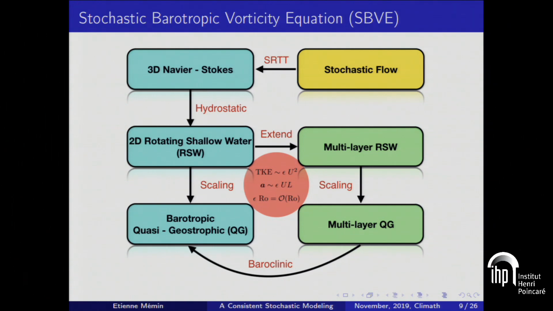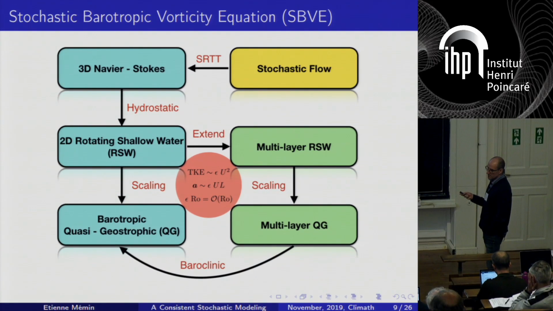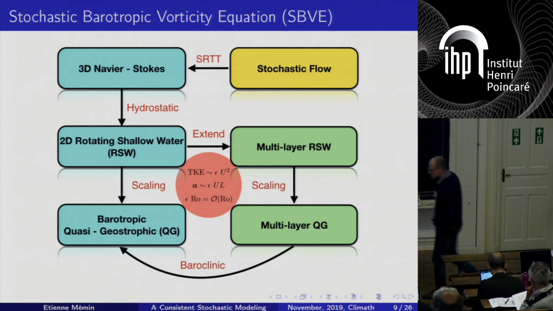And if you do some power expansion on a small number, like the Rossby number, then you can get a QG approximation. But then, opposite to the deterministic setting, you have to discuss the scale of the noise. In this context, the scaling of the noise is the following. We assume that here the noise is of the order of the mean kinetic energy.